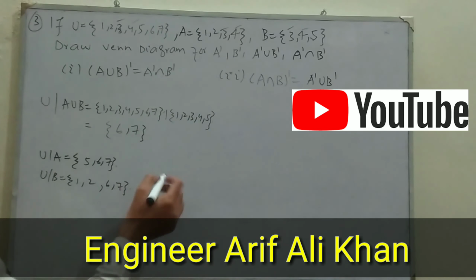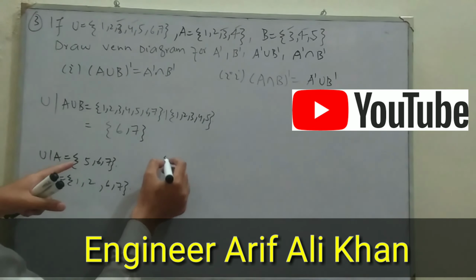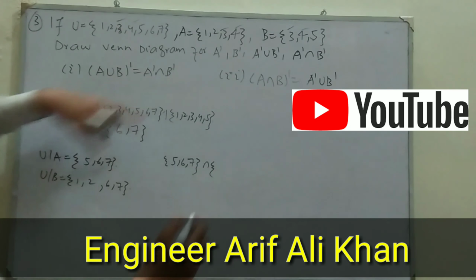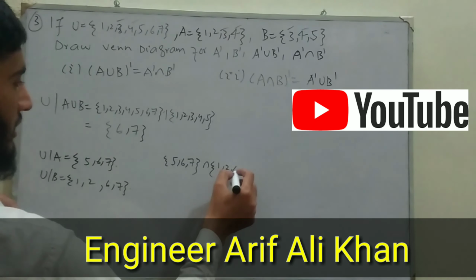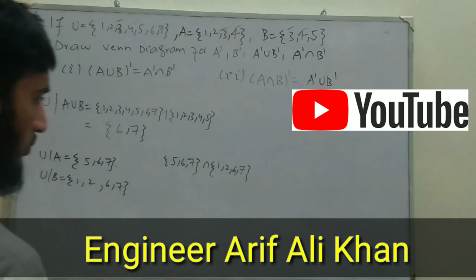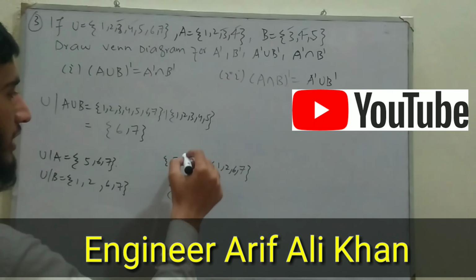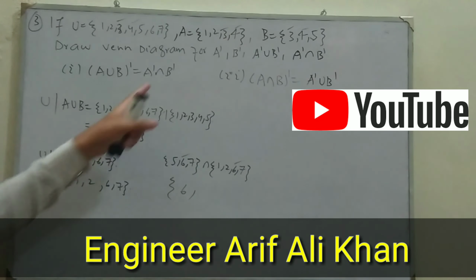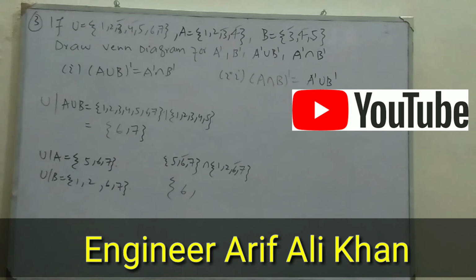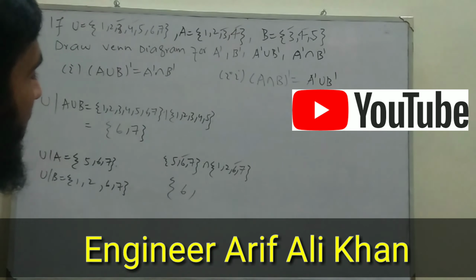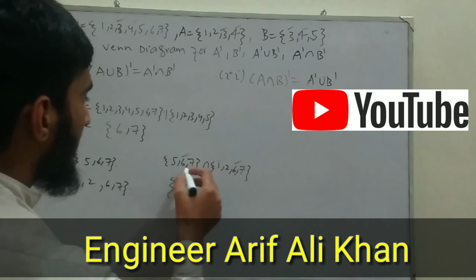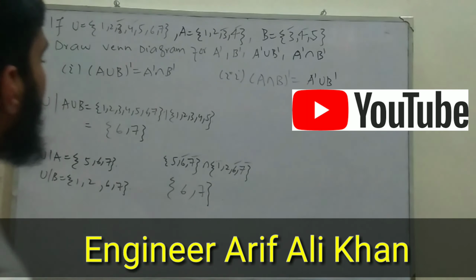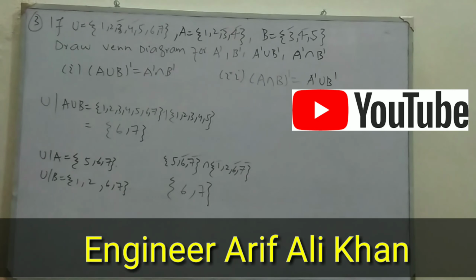Now here is an intersection sign. So A complement is 5, 6, 7, and here an intersection sign, and B complement is 1, 2, 6, 7. So the intersection will be the common elements. The common elements are 6, and 1, 2 are not common, and 7 is common over here. So 6 and 7. So this is the result of A complement intersection B complement.